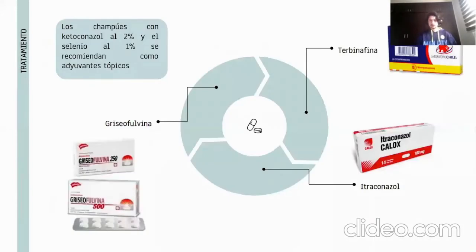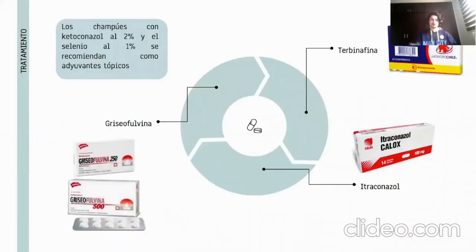The treatments for superficial mycosis consist in eliminating the risk factors of development and multiplication of the fungi through actions at local and systemic levels. For that, we're going to use a shampoo with 2% ketoconazole and 1% selenium, which are recommended as topical helpers as they reduce the viability of fungal spores present in the hair and reduce their potential for infection.